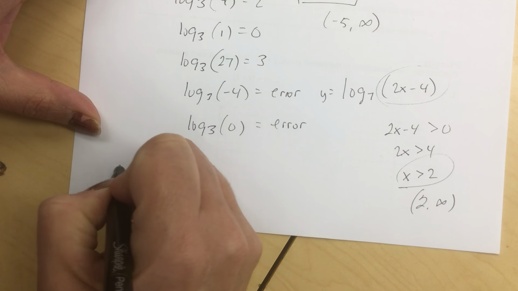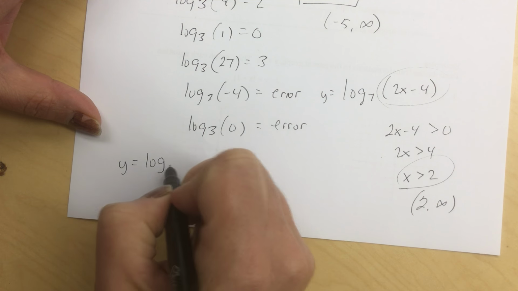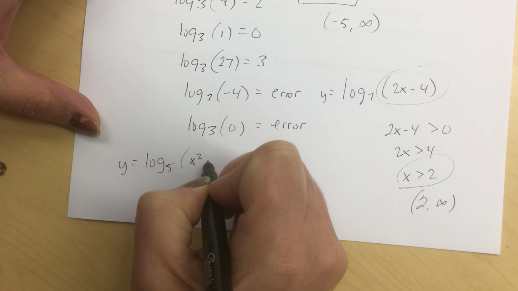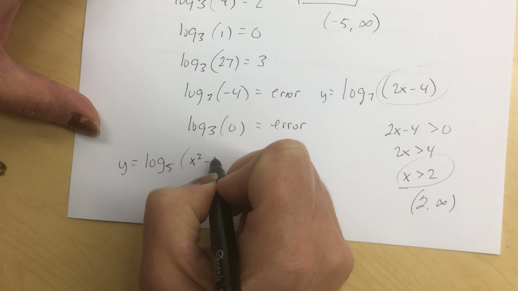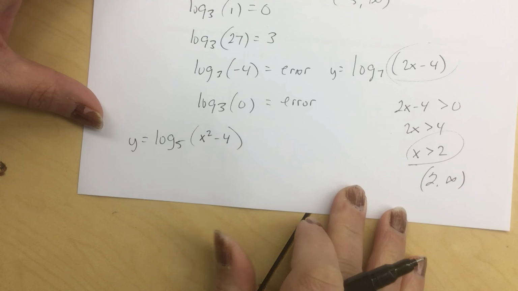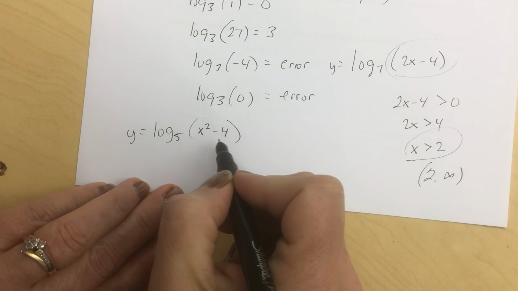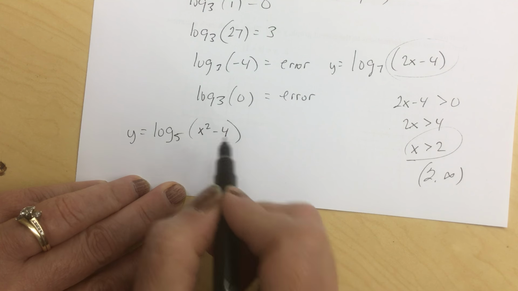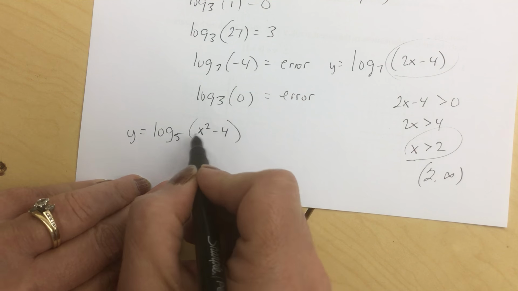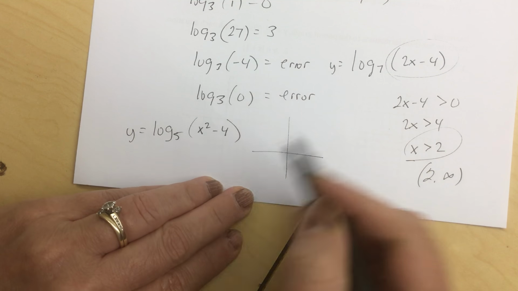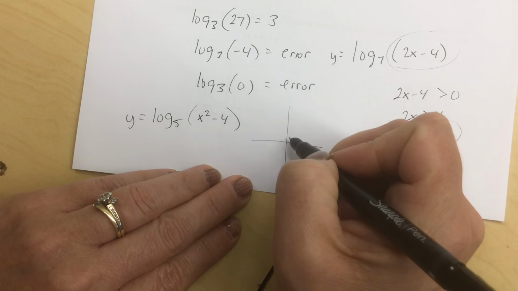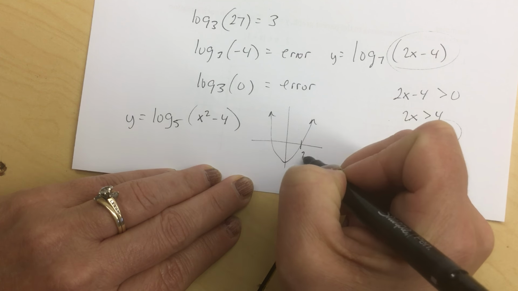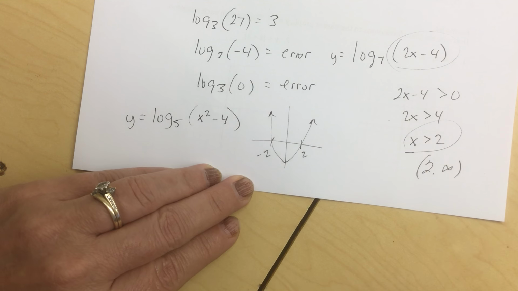If I have y is equal to log base 5 of x squared minus 4. Okay, now you've got a quadratic, and that makes it more complicated. The easiest way for me to understand this is to picture what the graph looks like. The graph of x squared minus 4 is a parabola that goes down 4, and it looks like this. And so I know it's going to cross there at 2 and at -2.